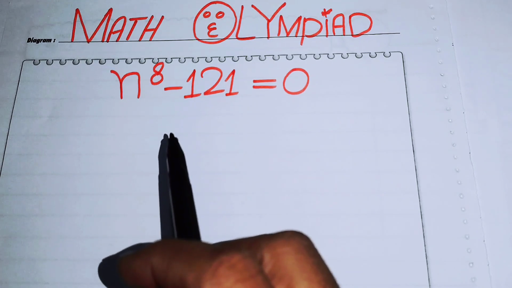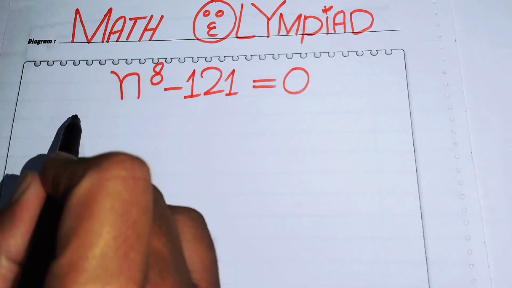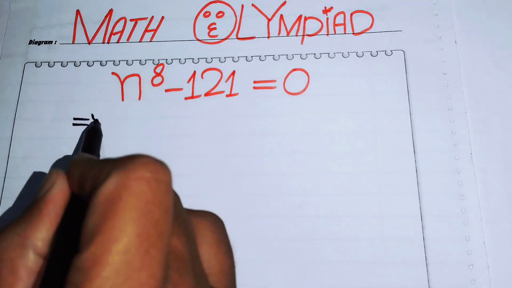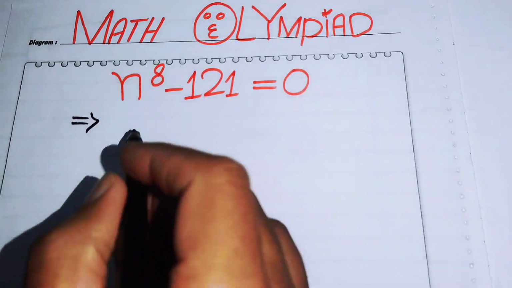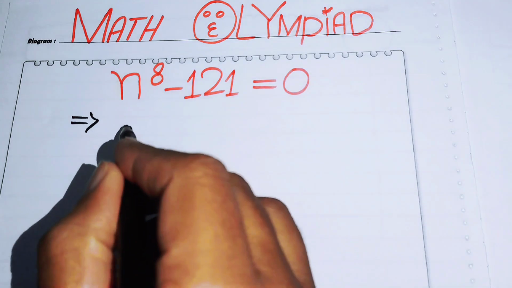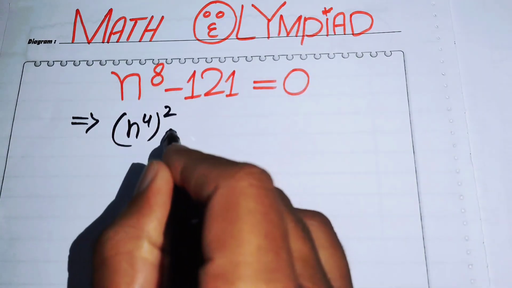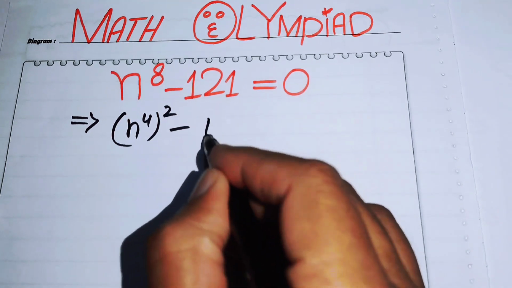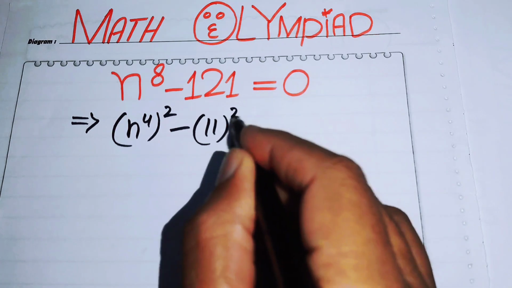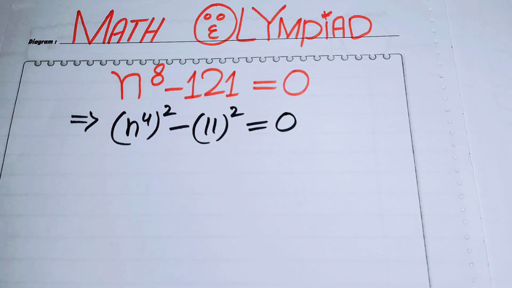So the very first thing we are going to do is rewrite this equation. Here we have n to the power of 8, and we will write it as n to the power of 4 and its whole squared, minus we write this 121 as 11 and its whole square, and it is equal to 0.